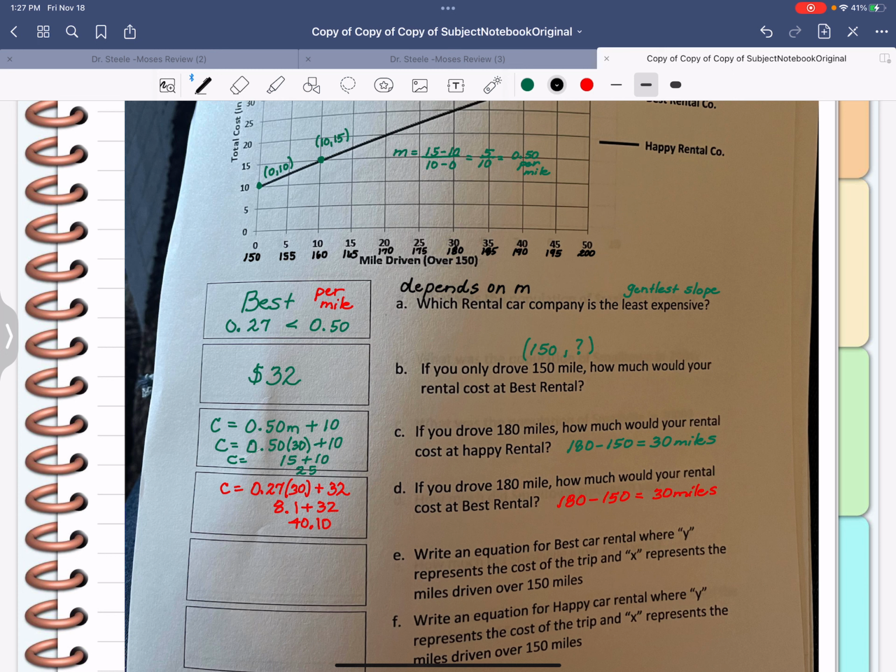And I wanted to let you see that in C and D. If that didn't click, if you didn't catch it, it's okay. Just be aware of it, that it's going to depend on M. If you're just comparing slopes, miles to miles, best is cheaper. But if you're comparing the total cost of the whole thing, you have to factor in the intercept.